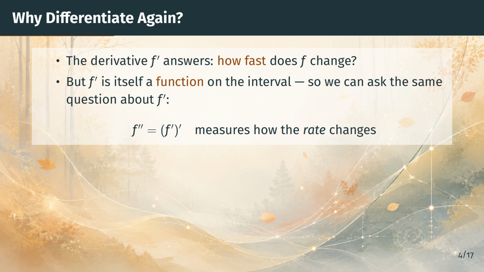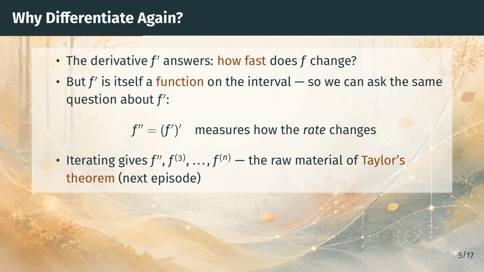Applying the derivative to f prime gives a new function, written f double prime, which measures how the rate of change is itself changing. On a graph, this is the bending of the curve, whether the slope is increasing or decreasing as we move along. And of course, there is no reason to stop at 2. Differentiating again and again, as long as the derivatives keep existing, produces the third derivative, the fourth derivative, and in general, the derivative of order n.